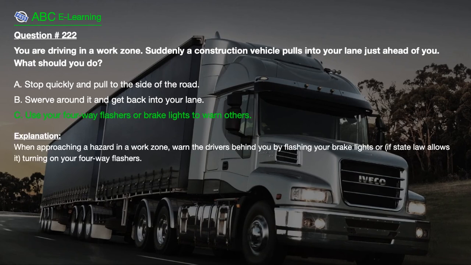The correct answer is here, C. Use your four-way flashers or brake lights to warn others. Explanation. When approaching a hazard in a work zone, warn the drivers behind you by flashing your brake lights or, if state law allows it, turning on your four-way flashers.